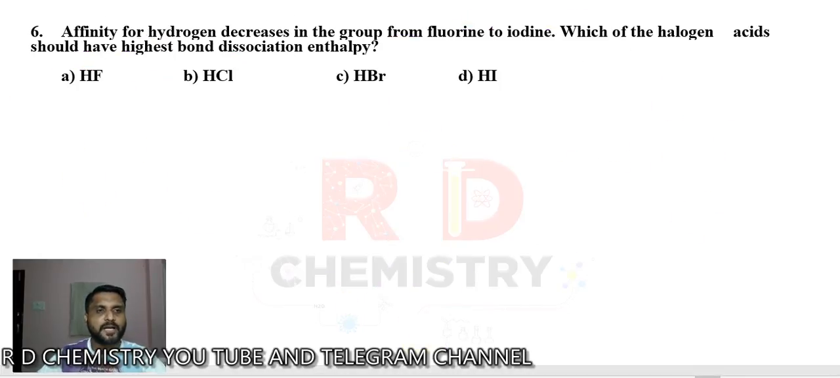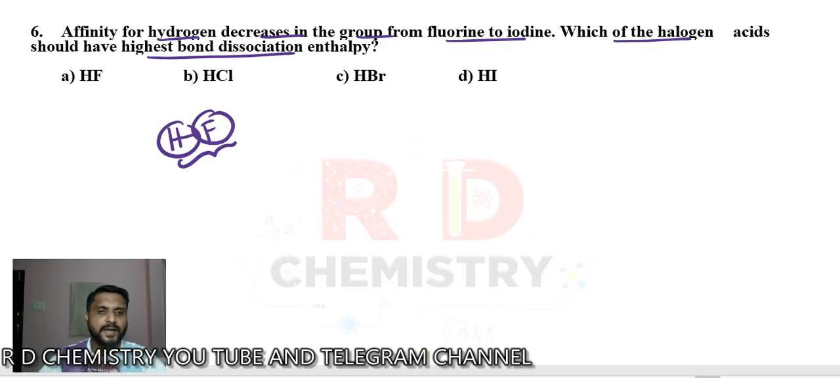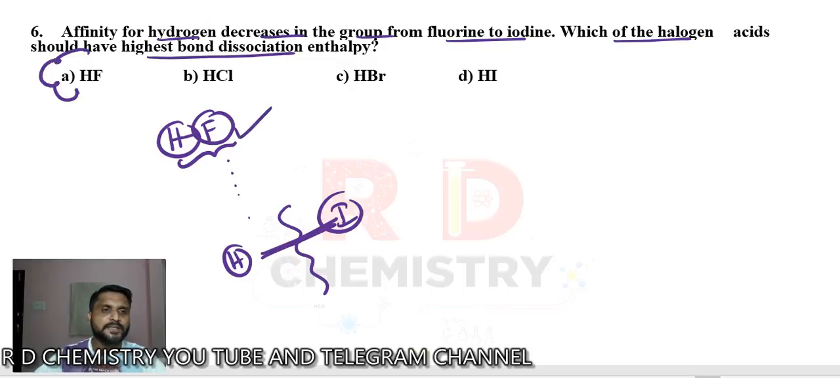Question number 6. Affinity for hydrogen decreases in the group from fluorine to iodine. Which halogen has the highest bond enthalpy? Bond enthalpy is highest for hydrogen and fluorine because both are smaller atoms and the atoms are tightly held by the strong, small covalent bond attraction. Suppose you go down the halogen series, HI is there and iodine is the largest size, so bond length increases, so it is a weaker bond, so lower bond enthalpy, so maximum for HF. Now the first one is the answer. Clear?